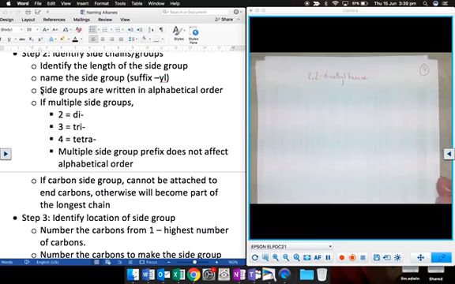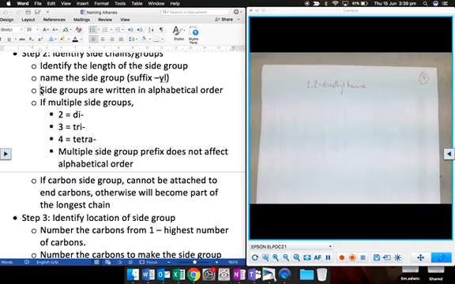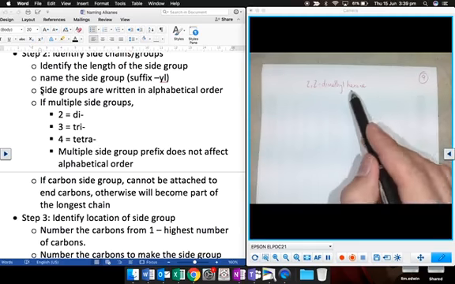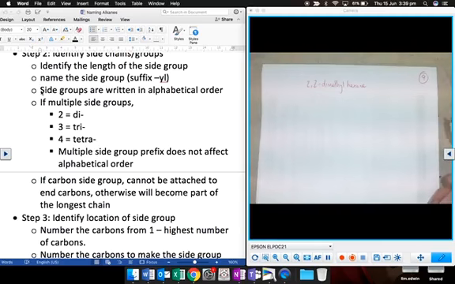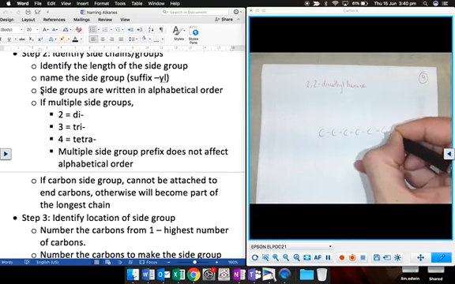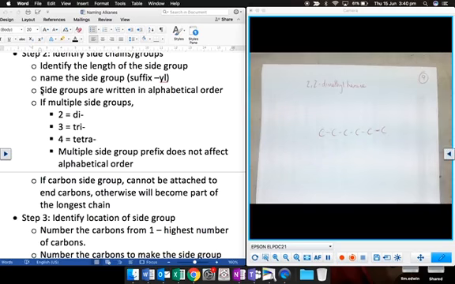Let's have a look here. Now I've only got the name. Now we'll have to work out a way to draw this and to write its condensed formula. So 2,2-dimethyl hexane. Hexane is how many? 6. I've got dimethyl, so I've got 2 methyl groups. Methyl is how many? It's 1.